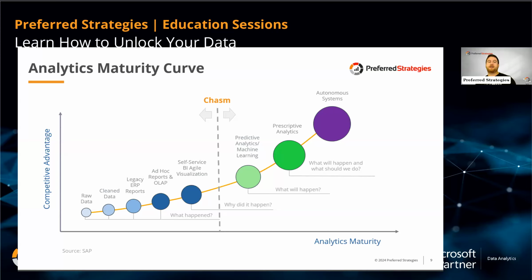The way that I like to think about it is, you can imagine that to the left of the chasm is like looking into a rear view mirror, and to the right is like looking at a navigation system. So while it's important to know where we're coming from, it's even more important to know where we're going. And we can use analytics to figure out both of those.